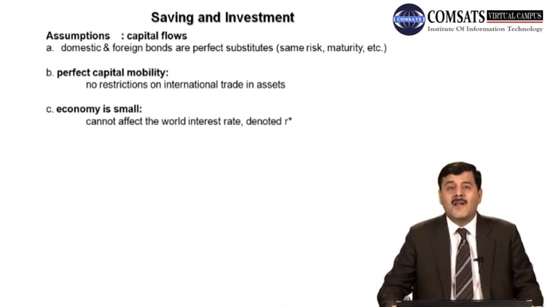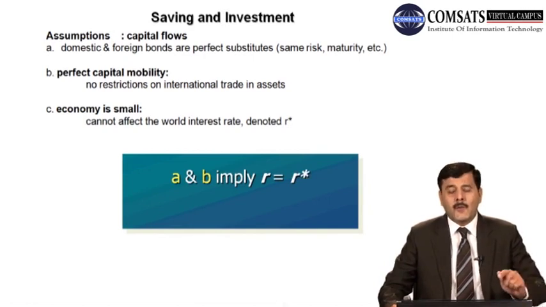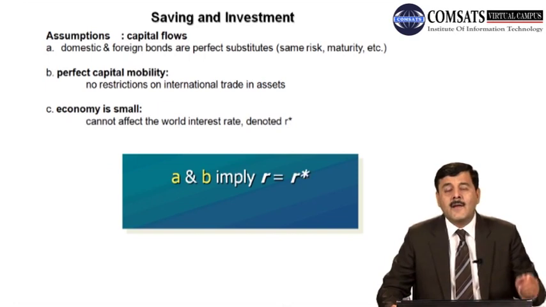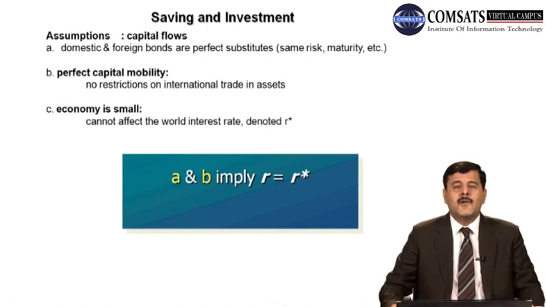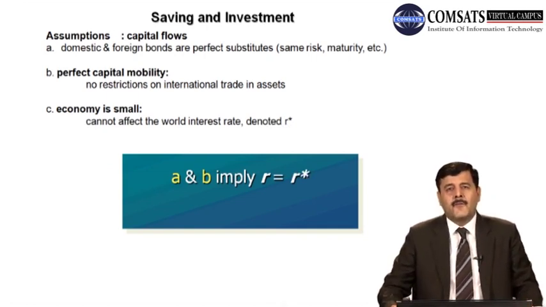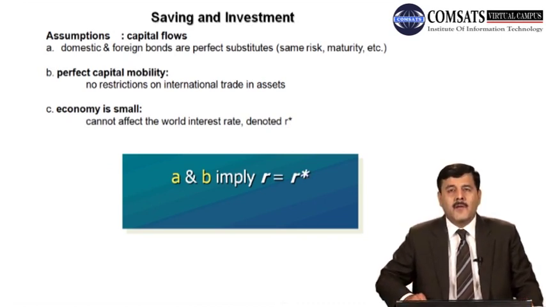So when we talk about the world economy, the open economy, the world interest rate is denoted by R star. Now the first two assumptions, A and B, imply that R is equal to R star, that is, the domestic interest rate is equal to the world interest rate, right? We said that domestic and foreign bonds are perfect substitutes, and secondly that assets can move between countries without any restriction. These two assumptions imply that R is equal to R star. Domestic interest rate is equal to the international interest rate.